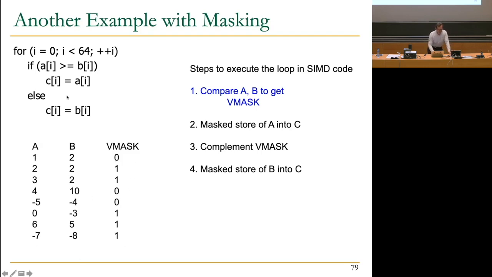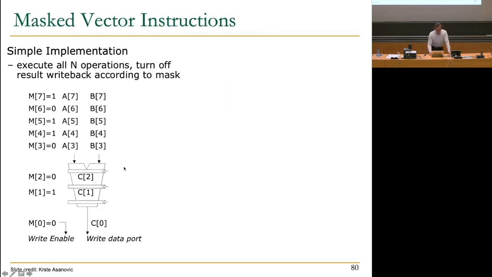And you can, again, convince yourself by comparing AI greater than or equal to BI. So how do you implement these mask vector instructions? A simple implementation would be to execute all of the operations, but turn off result write back according to the mask. So these are the mask bits, elements corresponding to the elements going into the functional units.